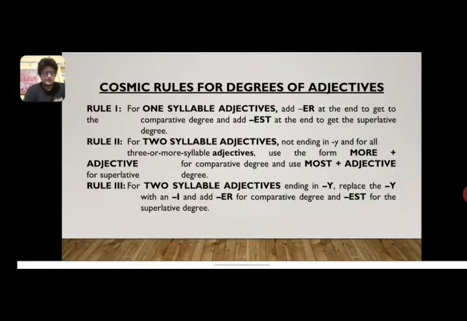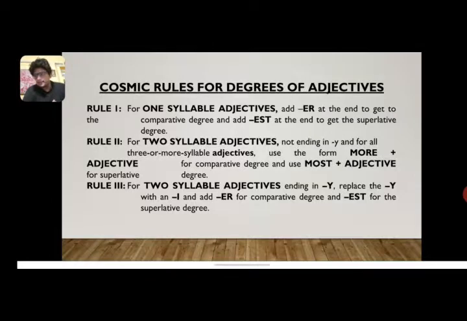So for such adjectives which are two syllable adjectives and don't end in y, and also for all the three or more syllable adjectives, they use more plus the adjective. That means a word more is added before the adjective to get to the comparative degree, whereas the word most is added before the adjective itself to get to the superlative degree. So this is how it goes.